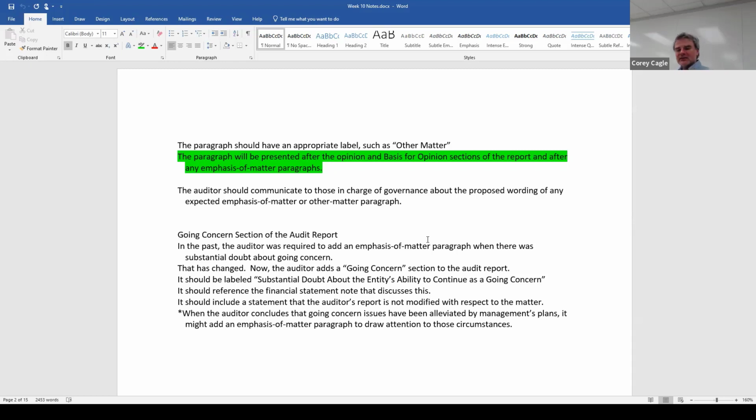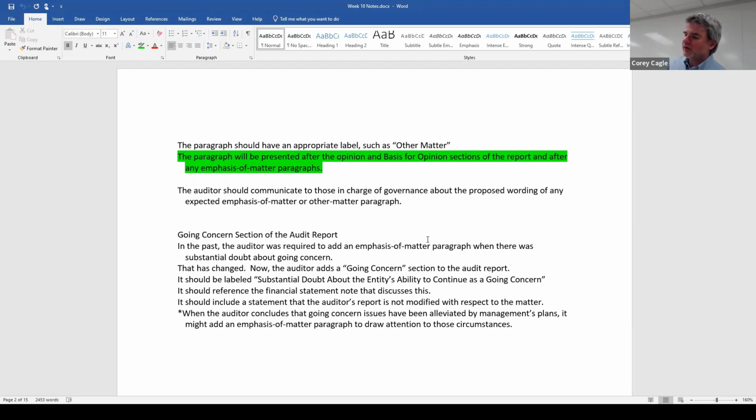All right. And this is fairly new too. We now have a going concern section of the audit report if necessary. Before, if there was a going concern issue, we would add an emphasis of matter paragraph. Now we just have a going concern section if that's an issue, which I think is a good move too. It's just like emphasizing it even more than an emphasis of matter paragraph, right?